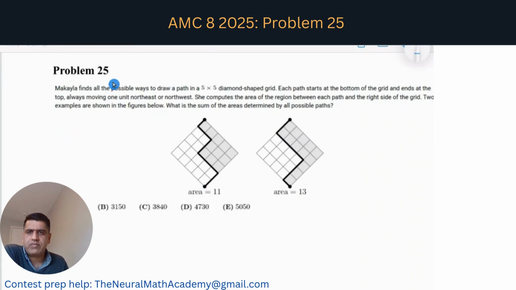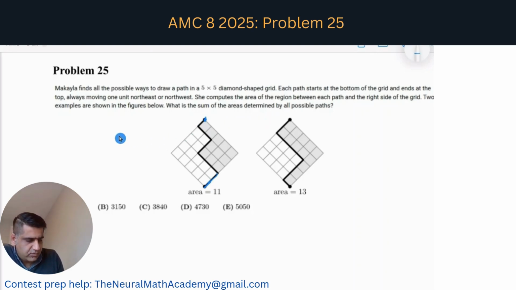Let's look at problem 25, where Michaela finds all the possible ways to draw a path in a 5x5 diamond shaped grid. Each path starts at the bottom of the grid and ends at the top. So basically it's starting here and it is ending here. And it says she computes the area of the region between each path and the right side of the grid. Two examples are shown in the figure below. What is the sum of the areas determined by all possible paths?